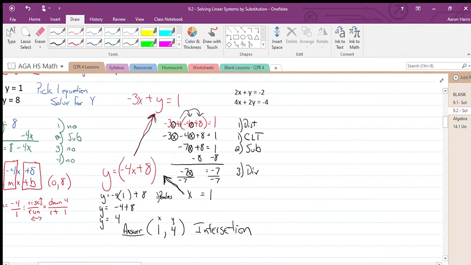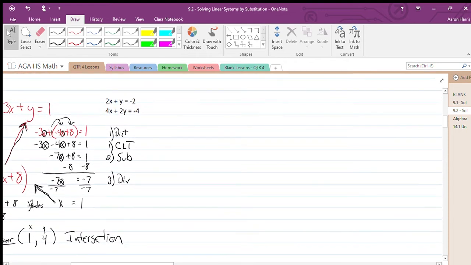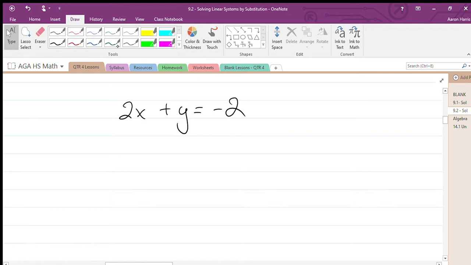So let's try that again. Let's speed up the process. I have 2x plus y is equal to negative 2. And what are we going to do first? You got it. We're going to solve for y. So if I solve for y, 4 steps. Anytime I'm solving for something, I'm using 4 steps. Anything to do for the first step? No.